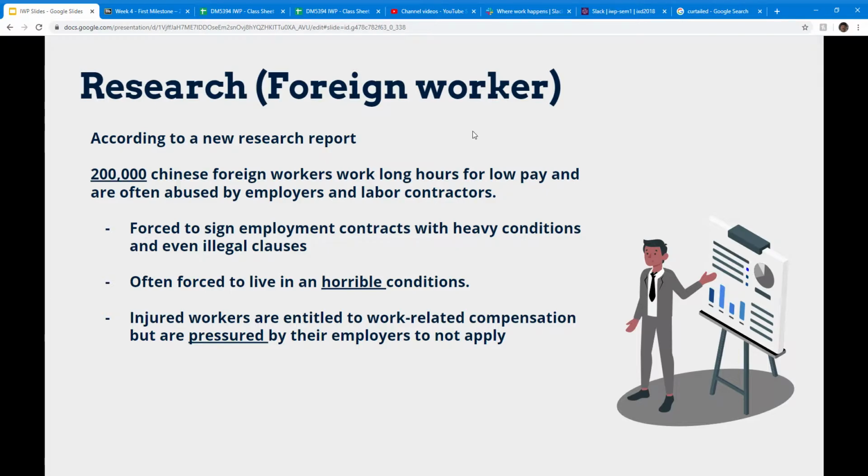Okay, so moving on to research on foreign workers. Many are forced to sign employment contracts that contain heavy conditions and even illegal clauses, which essentially place them at the mercy of their employer. Once they arrive in Singapore, their passports are confiscated and they are often forced to live in appalling conditions, and access to medical care is often reduced. Although injured workers are entitled to work-related compensation, they are often pressured by their employer to not apply.